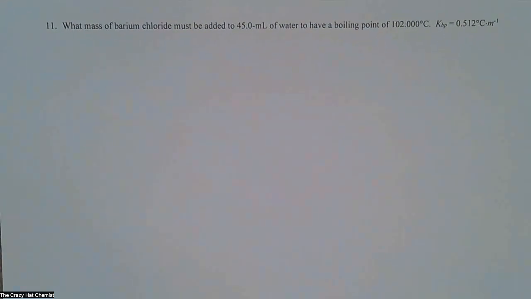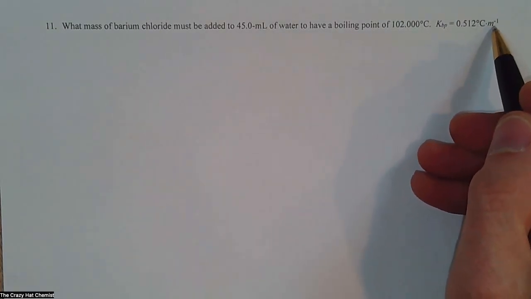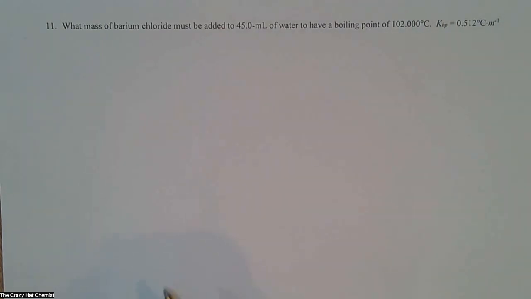Boom. Here we go. It says, what mass of barium chloride must be added to 45 mL of water to have a boiling point of 102.000 degrees Celsius, and the boiling point constant is 0.512 degrees Celsius per molal. And I've already talked about that -1 there. All right, so let's see here.